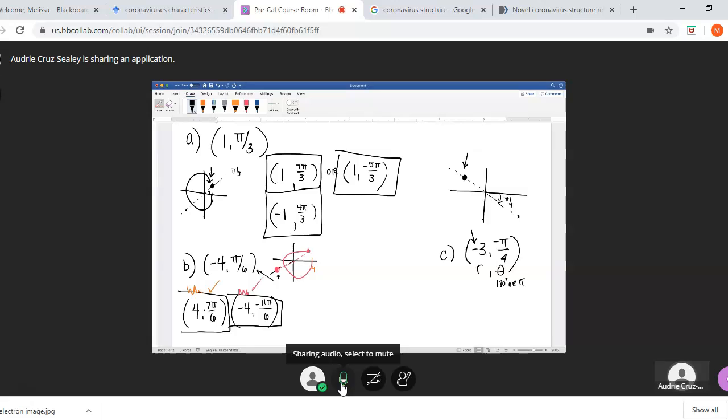If it were positive 3, I would have stayed there. So this tells you where you go. Your angle always tells you where you go. But then if your radius is negative, you're not done. You have to travel another 180 degrees. Does that make sense?